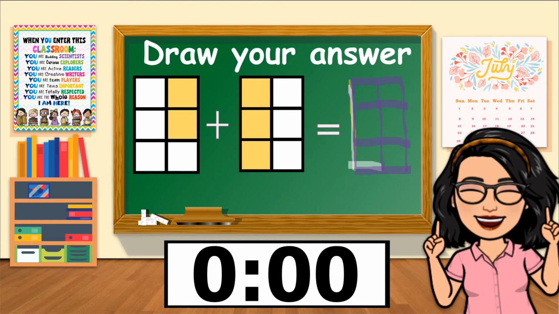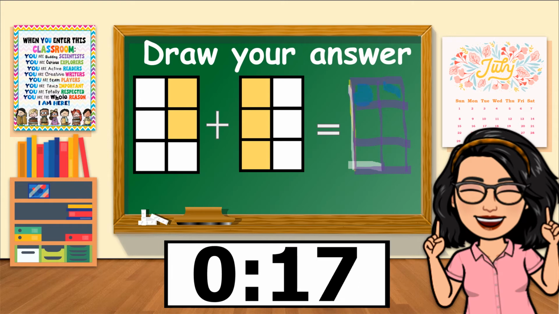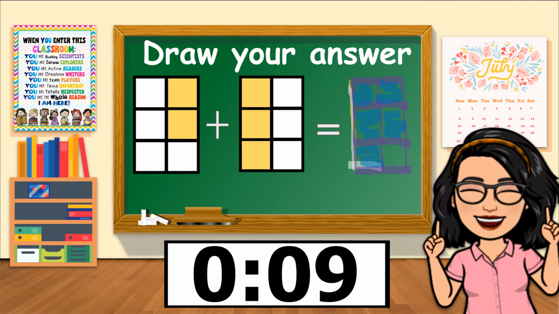And then the first thing that we should do is to shade. So in the first one, 2 shaded parts. And then on the second one is 3 shaded parts. 1, 2, 3. So our answer is 5 over 6.